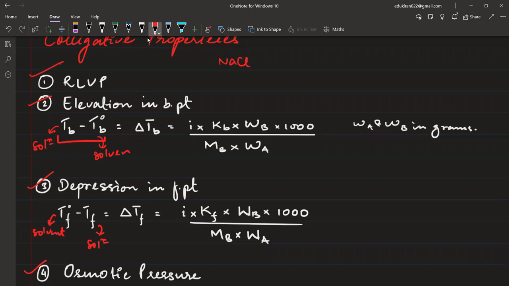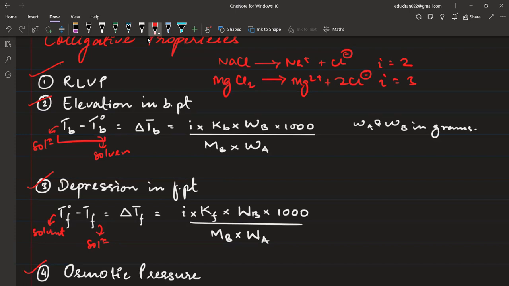For example, if you have NaCl, it will dissociate into Na plus and Cl negative. That is why for this i is equal to 2. Similarly, if you have MgCl2, it will dissociate into Mg2 plus and 2 Cl negative, and that is why i will be equal to how much? Please tell me, guys. What should be the value of i? 3. Right? I hope all of you know this.